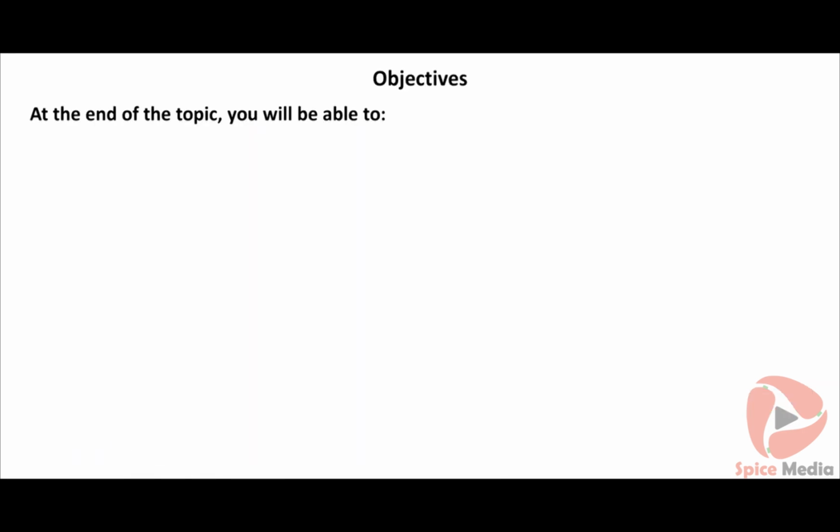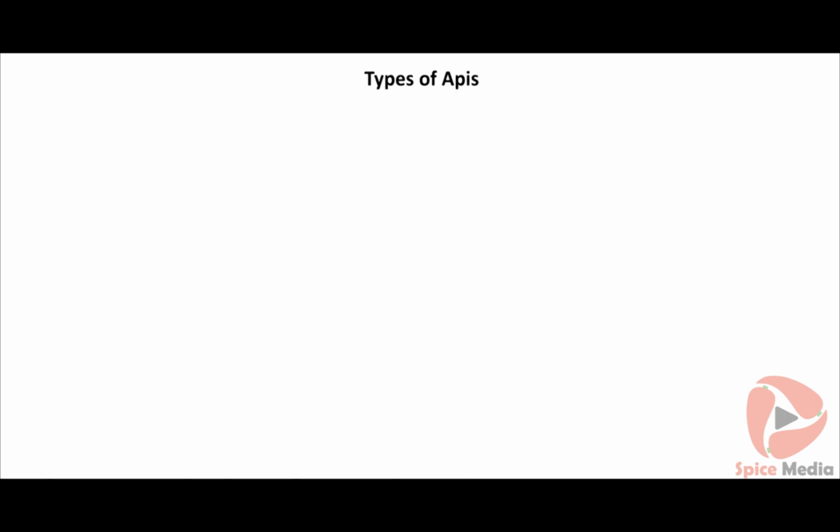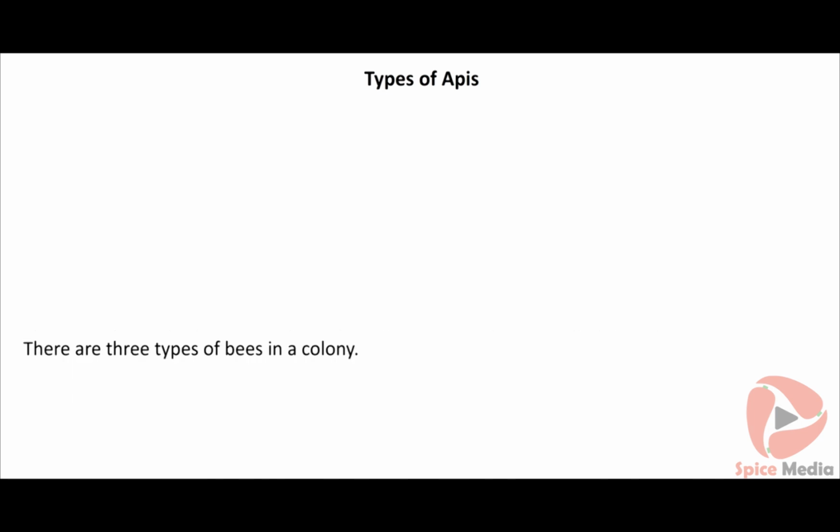At the end of the topic, you will be able to tell the types of honeybees seen in India. List down the uses of honey and bees' wax. The scientific method of rearing honeybees for honey and wax is called apiculture or beekeeping. Honeybees are social insects. They live in colonies. They exhibit teamwork and division of labor. There are 3 types of bees in a colony.